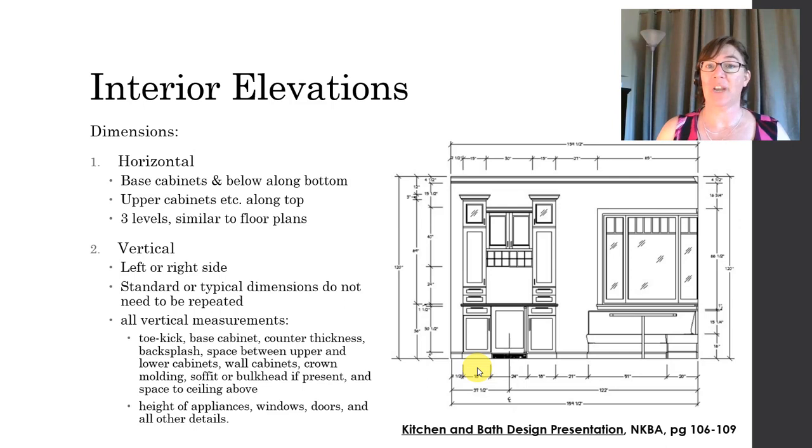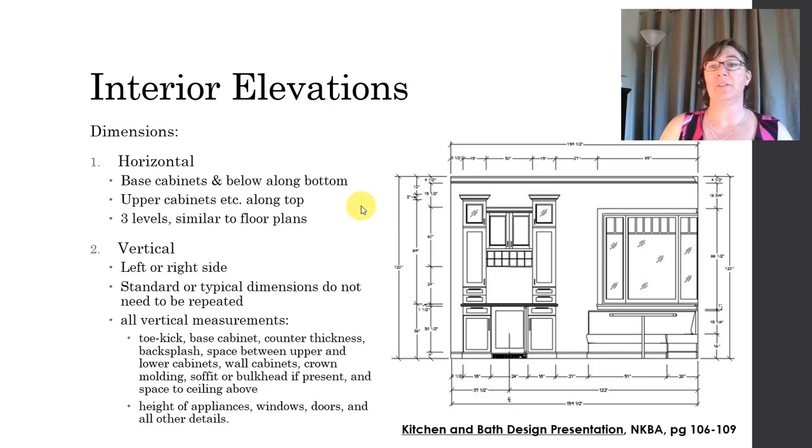Let's talk about dimensioning an interior elevation. In general, you are going to do both horizontal and vertical dimensions. For the horizontal, you're going to kind of divide your cabinets up into upper cabinets and lower cabinets. Anything that's your lower cabinets, you'll go ahead and do your horizontal dimensions on the bottom of your drawing. Anything that's upper cabinets and above is going to have a horizontal dimension along the top of your drawing. There will be 3 levels of dimensions, similar to the floor plans.